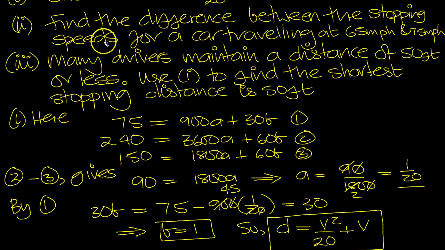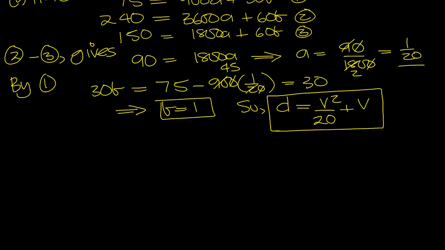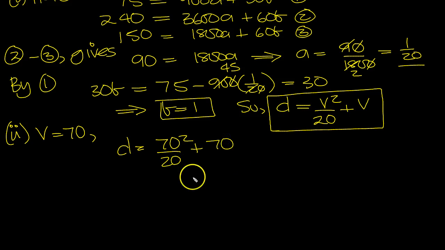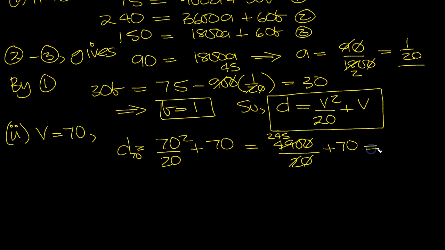Find the difference between the stopping distances for a car travelling at 65 and 70. So part 2 then. V equals 70 first of all then. D will equal 70 squared over 20 plus 70. That's the distance at 70. 4900 over 20 plus 70. 2 into 490 goes 245. Plus 70 is 315. So that's feet, and v equals 65.